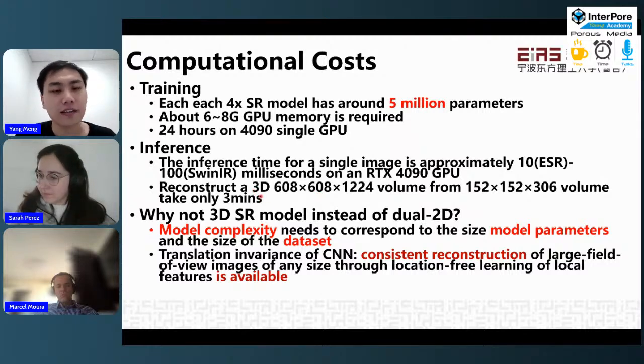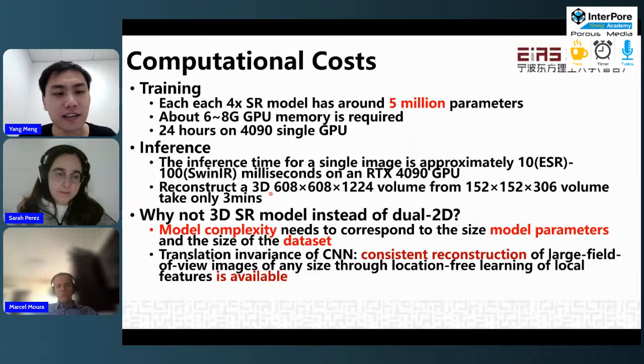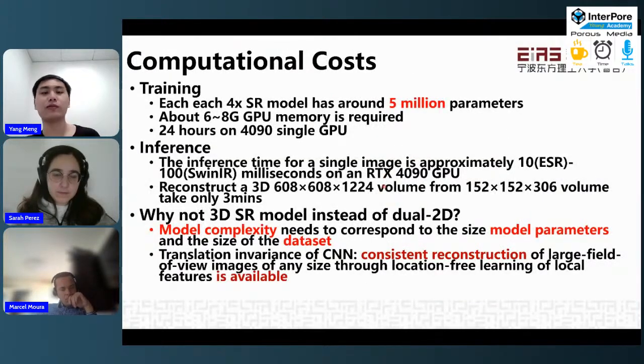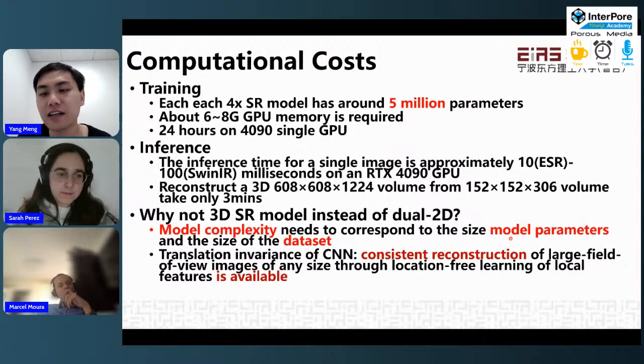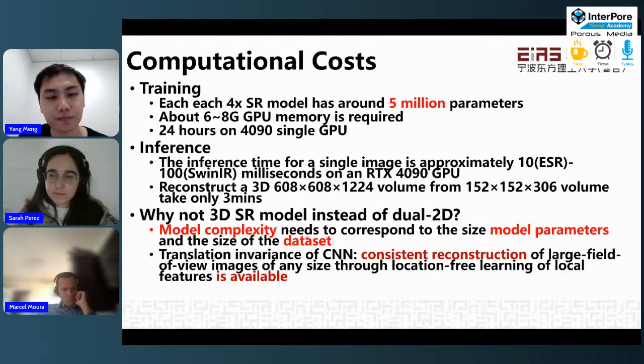It's really fast actually. The nature of 3D micro-CT is naturally a 3D model. So why don't we use a 3D super resolution model, but use the dual 2D model instead? We have many concerns. The first is model complexity. It needs to correspond to the size of the model parameters and the size of the data set. So these three should increase at the same time, and most of the time, the data set is probably not huge enough to train a 3D model, and the 2D model is easier to convert.